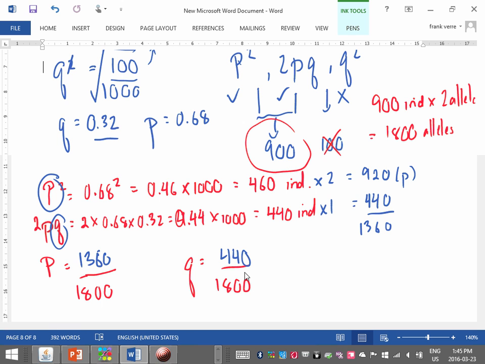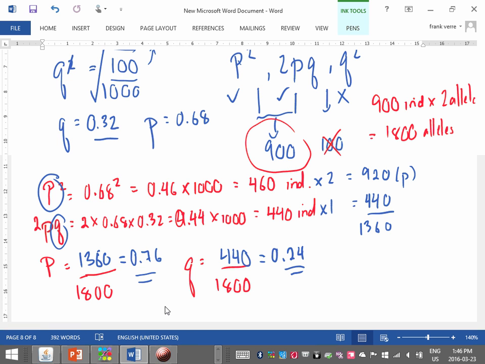So now we could figure out what's the proportion of P and what's the proportion of Q. Now this is for the next generation, because we already know what P is for this generation. We know it's 0.68. Well, what is it for the next generation? So what's 1,360 over 1,800? 0.76. Therefore, this will be 0.24. And Sabrina, you predicted that the P allele would go up, right? And the Q allele will go down. And that's what the math tells us.